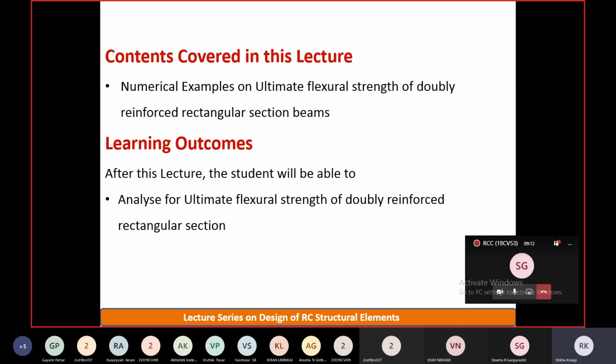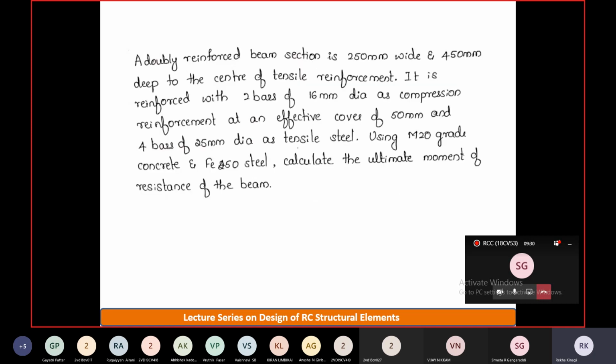So at the end of this session, the student should be able to analyze a particular rectangular beam section if it is doubly reinforced. So the student should be able to calculate the ultimate flexural strength, or if the moment is given, they should be able to calculate the load acting upon the beam. So let's start with the numerical examples.